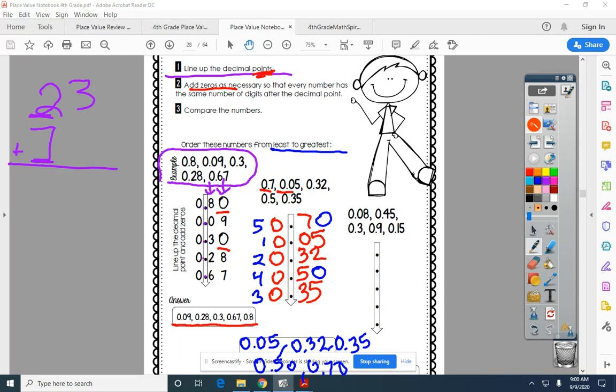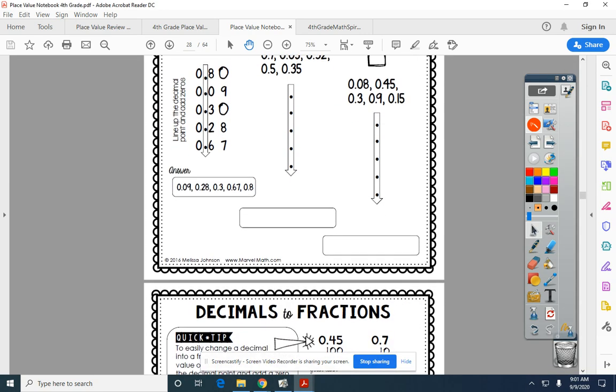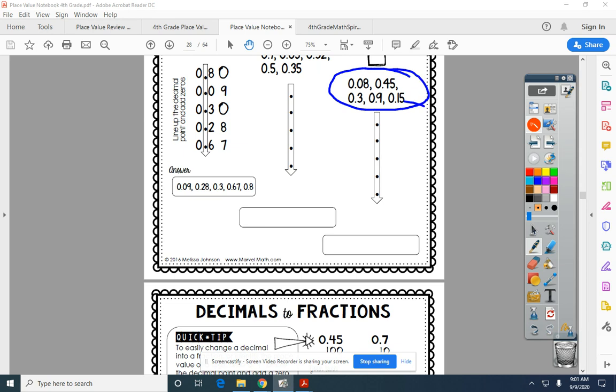Do y'all want to do the last one on your own? Yes. Go ahead. Hold on, it's right here. Can I erase this one? Yes. We're doing this one right here, right? No, right here. You're gonna line them up first.